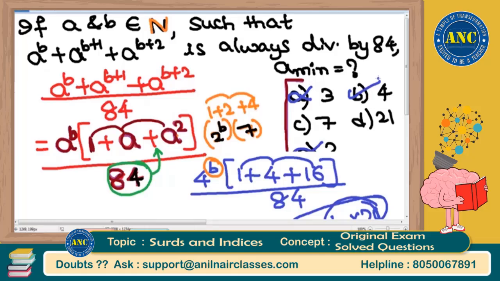I believe the idea is very clear, sir. The numerator should be a multiple of 84, not a factor. If I put a value 2 or a value 1 or a value 3, you might get the numerator as a factor of 84, but it should be a multiple of 84.